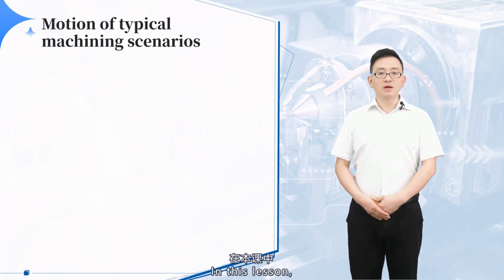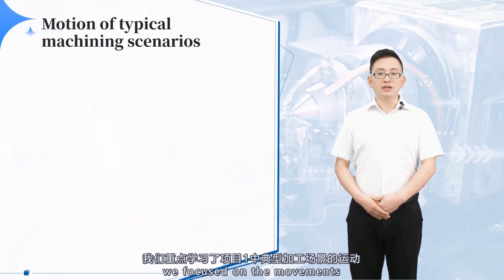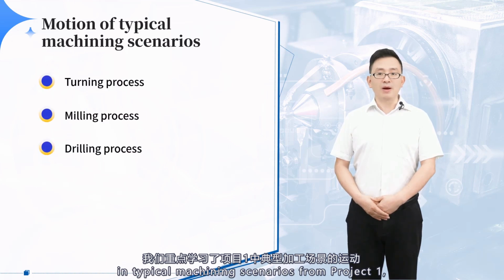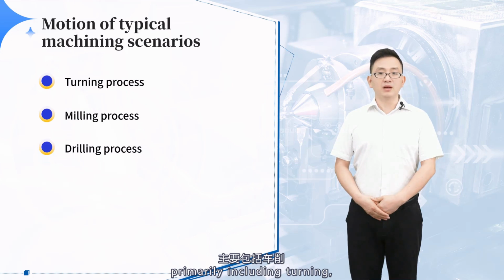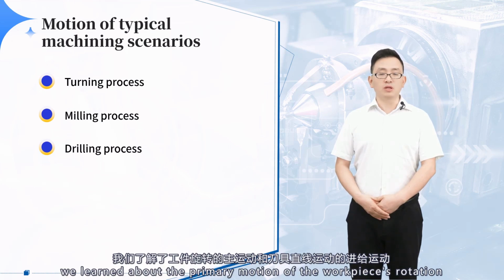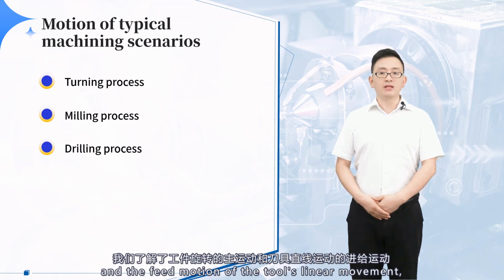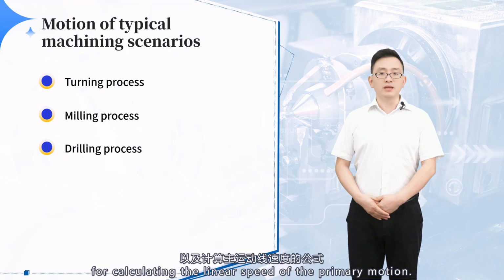In this lesson, we focused on the movements in typical machining scenarios from Project 1, primarily including turning, milling, and drilling processes. In turning, we learned about the primary motion of the workpiece rotation and the feed motion of the tool's linear movement, as well as the formula for calculating the linear speed of the primary motion.